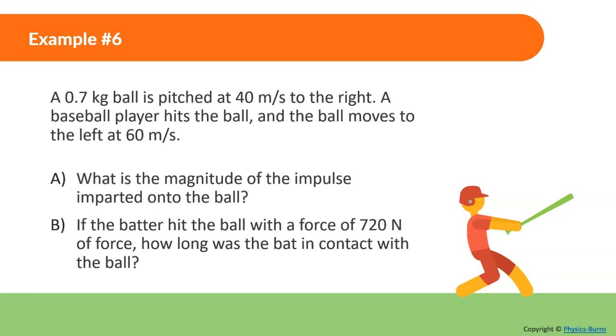Okay, moving on. A 0.7 kilogram ball is pitched at 40 meters per second to the right. A baseball player hits the ball, and the ball moves to the left at 60 meters per second. What is the magnitude of the impulse imparted onto the ball? So this one's going to be a little bit confusing.